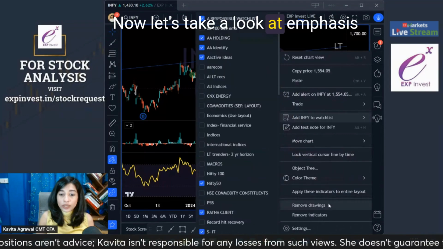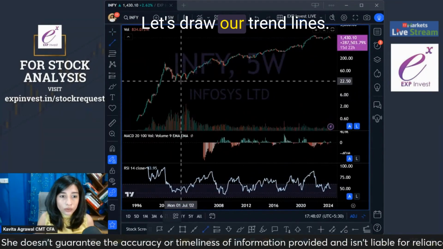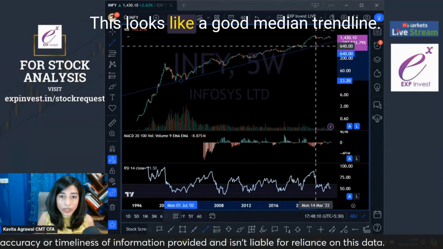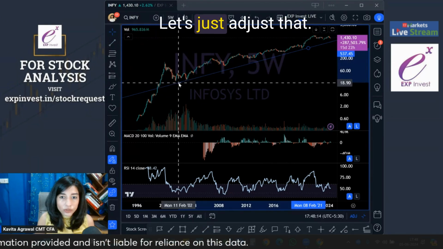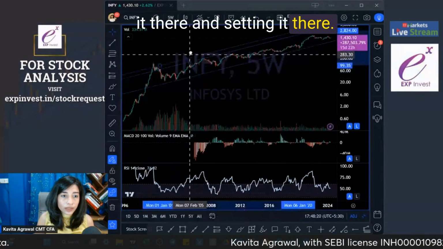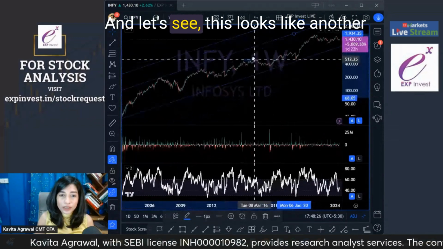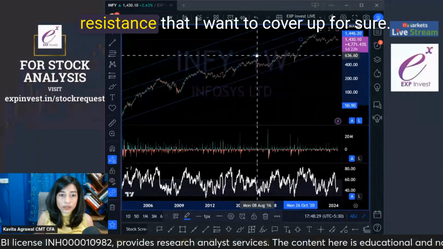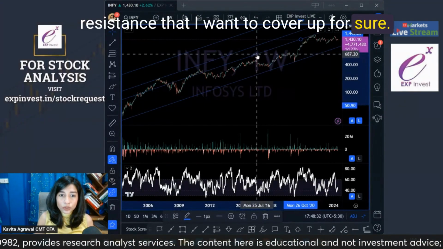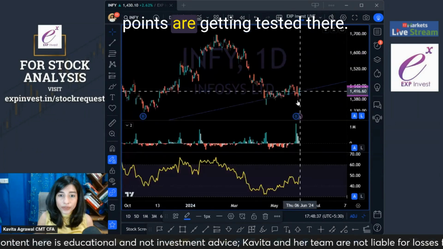Now, let's take a look at Infosys, and we've got this 5-week chart. Let's draw our trend lines. This looks like a good mirrored line. Let's just adjust that. Now we'll have to move to the daily or the weekly time frame, and let's see. This looks like another resistance that I want to cover up for sure. And of course, this support right here, because lots of internal points are getting tested there.